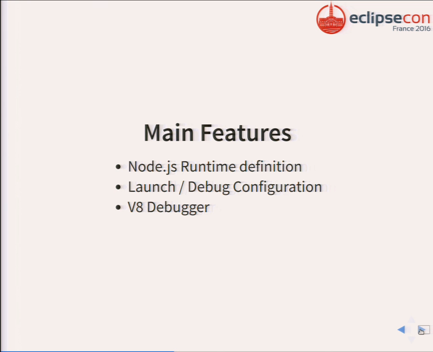The main features you can have in Neon are the Node.js runtime definition, which is pretty similar to the JavaScript runtime. You can define what Node.js binaries will be used for running your apps. There is a launch and debug configuration, so it's pretty simple to run your Node.js application. You click on the main file, Run As, Node.js app, and it will be run.